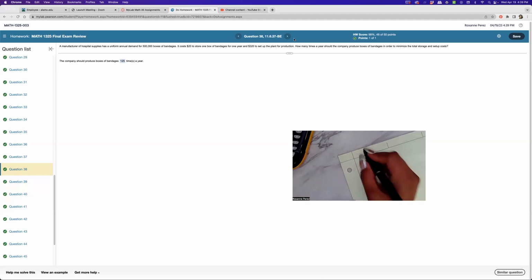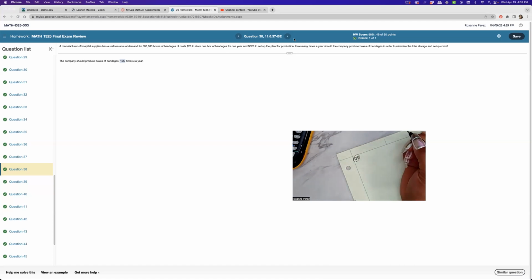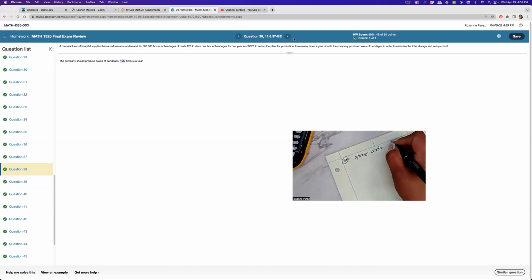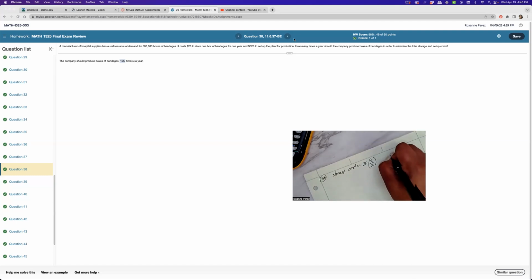Okay. So 38. The first thing we need to do is set up our storage cost term, and that's going to be $20 to store one box, so $20. And we don't know how many units, so we take an average, so X over 2. Then we also need to have an idea of how many runs we're going to produce, which is going to impact our setup cost. So runs, we know that we're going to produce 500,000 annually divided by X.